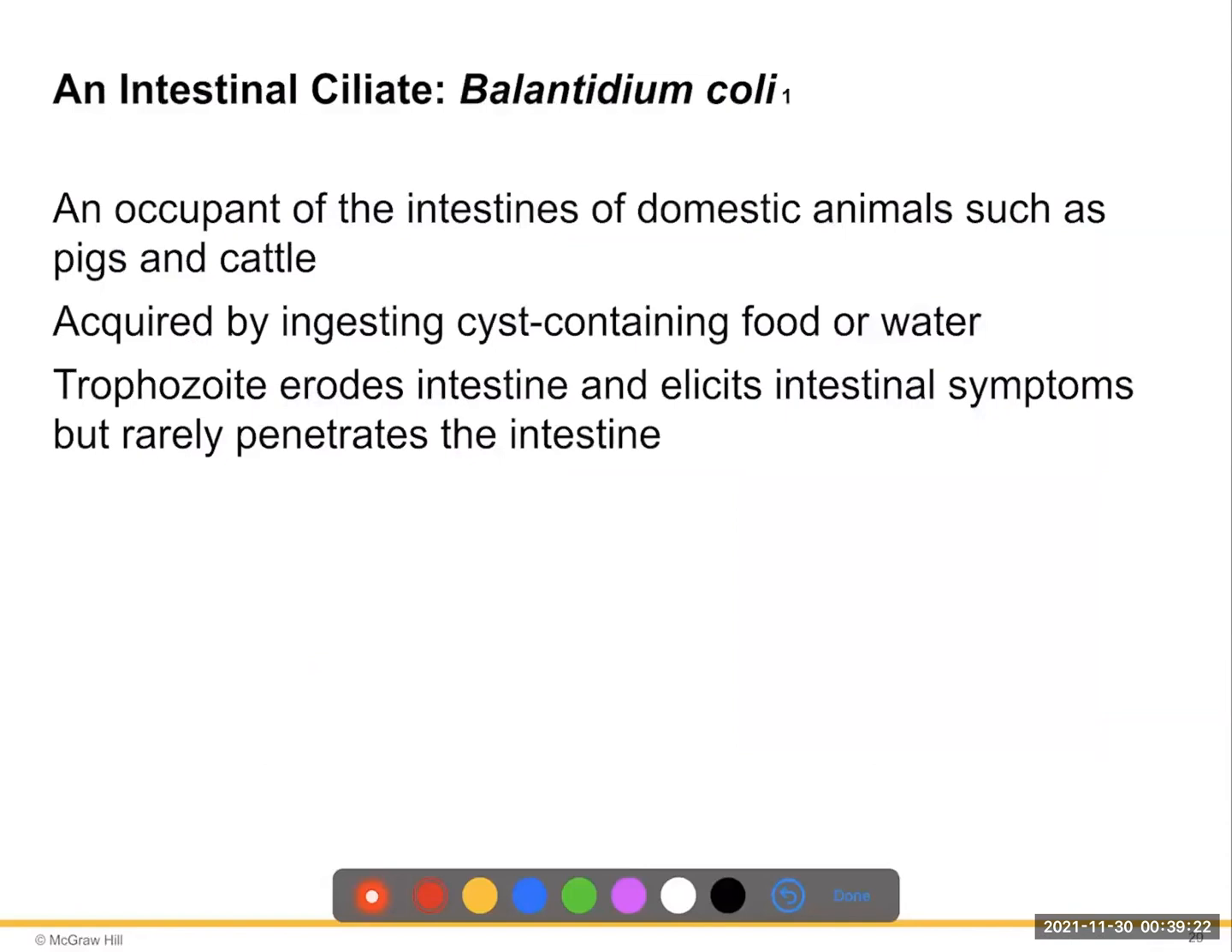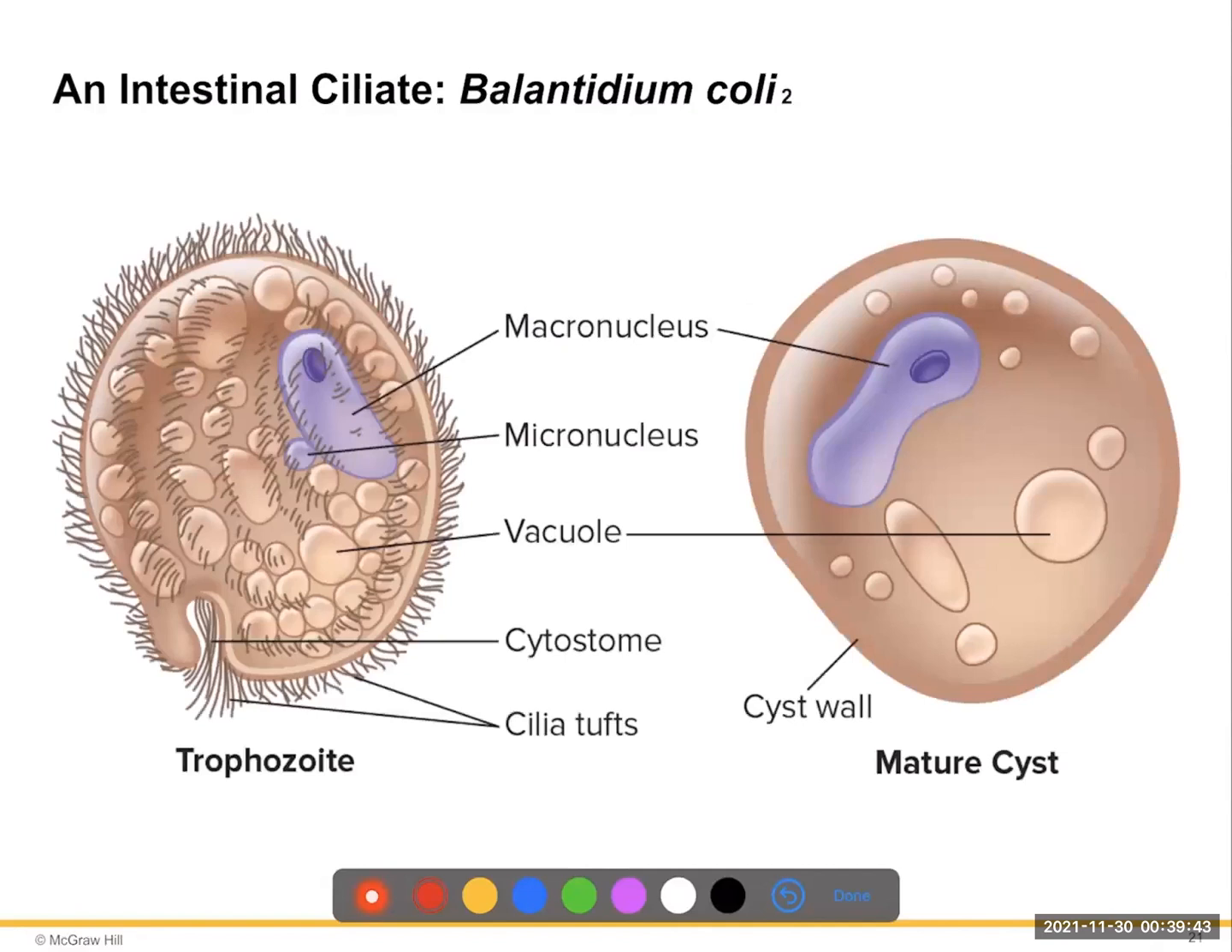Intestinal ciliate, Balantidium coli. It's an occupant of the intestines of domestic animals like pigs and cattle. It's acquired by ingesting cyst-containing food or water. The trophozoite erodes the intestines and elicits intestinal symptoms, and rarely penetrates the intestine. This is the Balantidium coli.